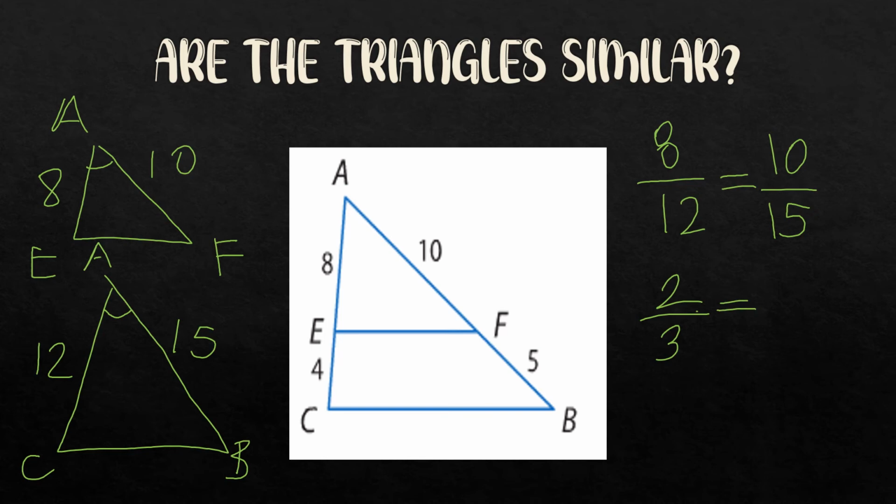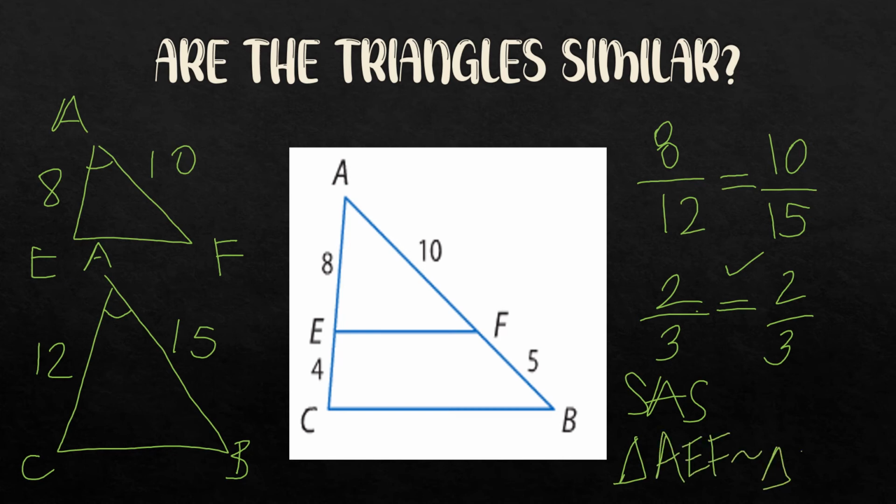On the fraction on the right, 10 divided by 5 is 2, and 15 divided by 5 is 3. So these are proportional, so we know that these triangles are similar by side angle side, and our similarity would be triangle AEF is similar to triangle ACB.